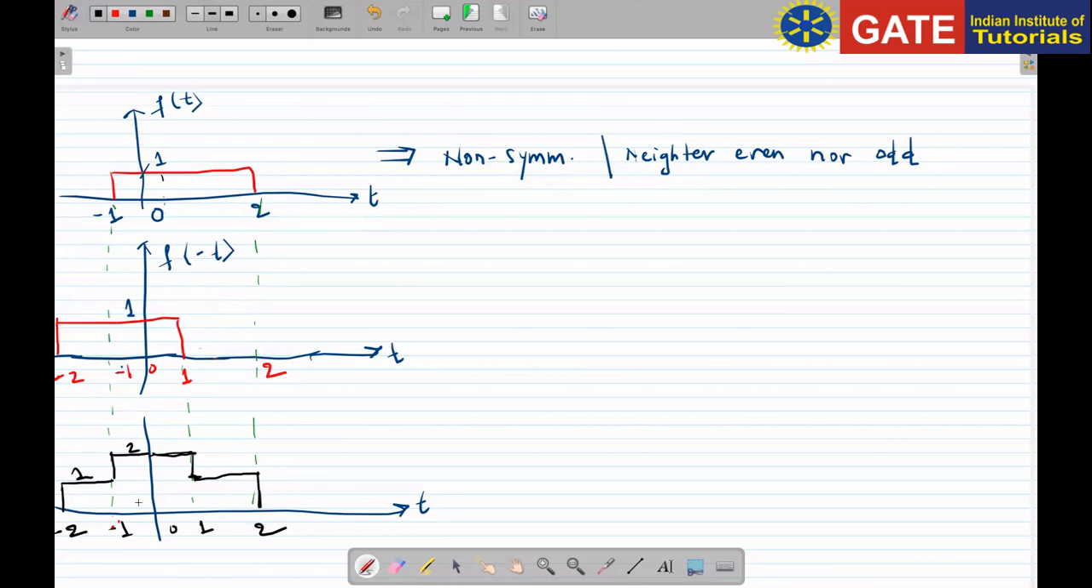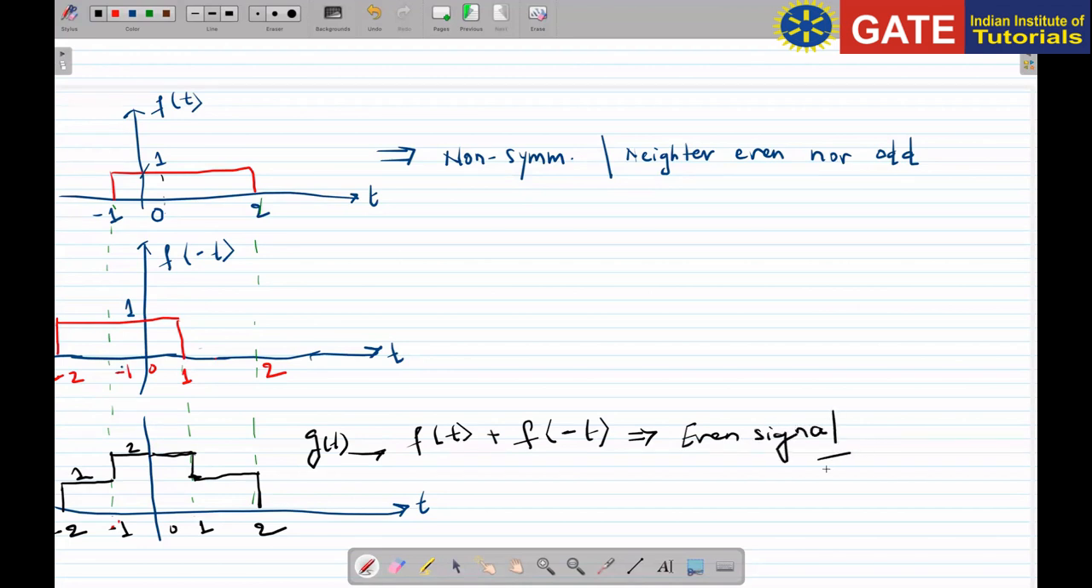So can you observe this? This is a signal which is even. This is an even signal. F of t plus f of minus t is done here, which I can consider as g of t, and this one is an even signal. Any doubt in this, please let me know. Then only I can move forward.